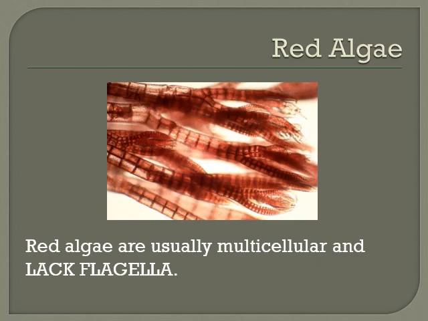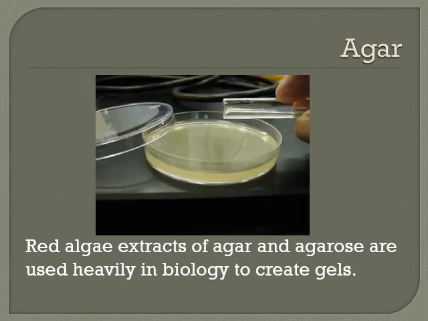One type of algae are red algae. They're red. They're not using that 520 wavelength in order to produce sugar. We use red algae extract for producing agar and agarose. You may have seen it, it's a jello-like substance that you grow bacteria on.